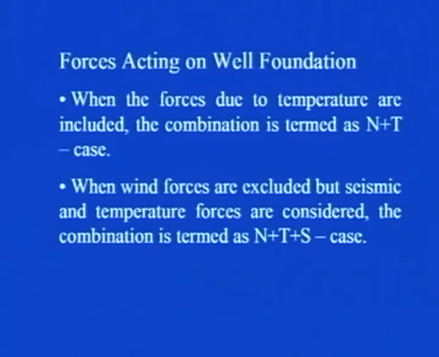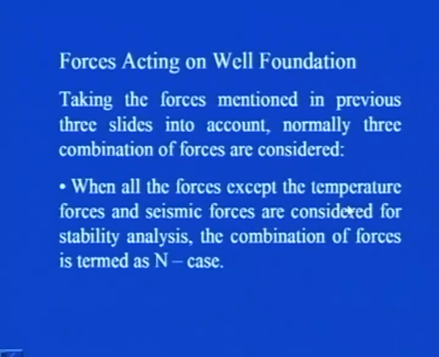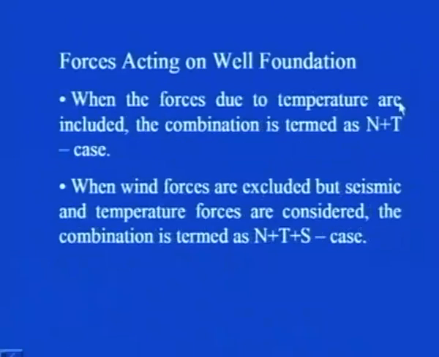When wind forces are excluded, but seismic and temperature forces are considered, the combination is termed as N plus T plus S case. So, you have to be clear about these three cases. N case means that you have considered all the forces except for temperature and seismic forces. N plus T case means you have considered all those forces which are falling under N case plus the temperature forces. Then N plus T plus S case, in this case, you have to exclude the wind force and include seismic as well as temperature forces. So, that is N plus T plus S case.